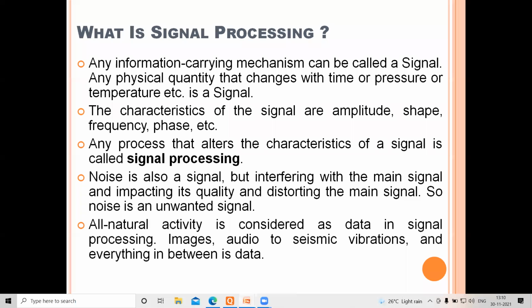The characteristics of any signal, for that matter, if you take a sinusoidal signal, then you'll be talking of amplitude, frequency, phase. Probably in most of your signal processing I would not have spoken of shape. I mention shape because on application of various steps you'll probably be shaping your signal also. Any process that alters these characteristics of a signal is called signal processing. So what is signal processing? Either you are changing the amplitude, or the phase, or the frequency component.